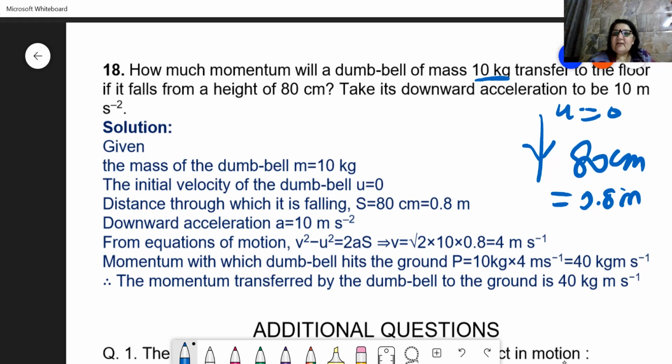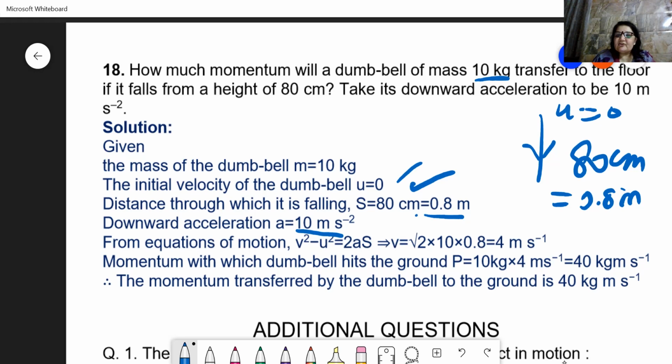According to the question, he is asking how much momentum the dumbbell will have. Here you can see u is equal to 0, so the initial momentum is 0, 10 into 0, because it is mu. But when you see the momentum once it hits, what will be your answer? The answer will be related to the speed it attains. So first of all you have to find that out, because the distance is already given in the question, 0.8 meters. Acceleration is also given in the question. Under free fall, acceleration is positive.